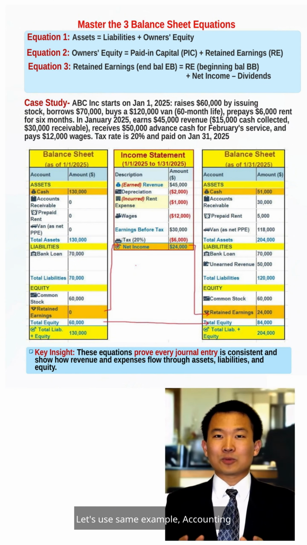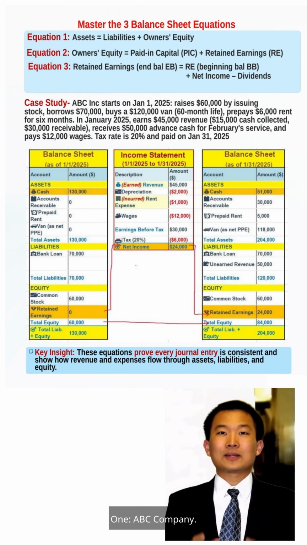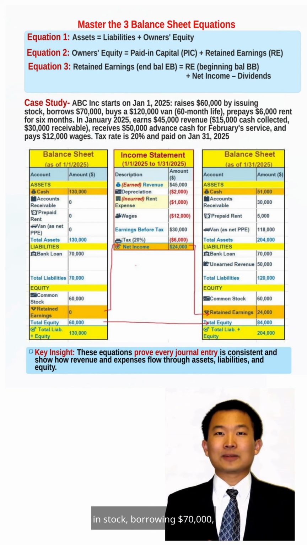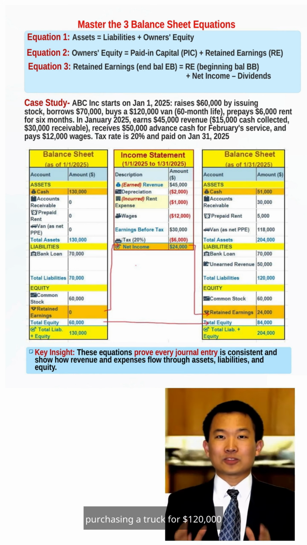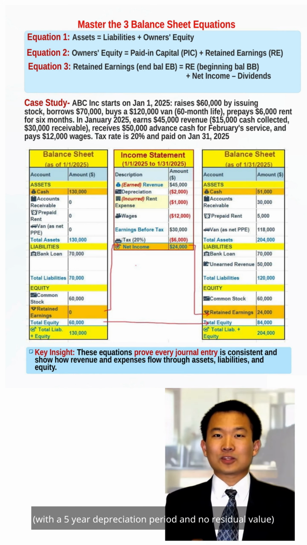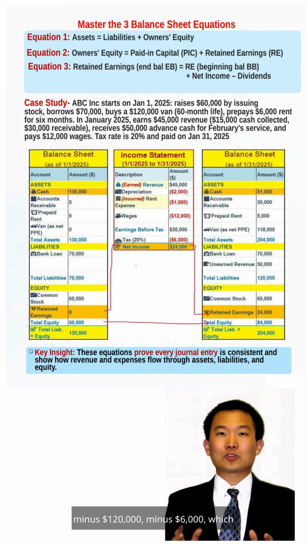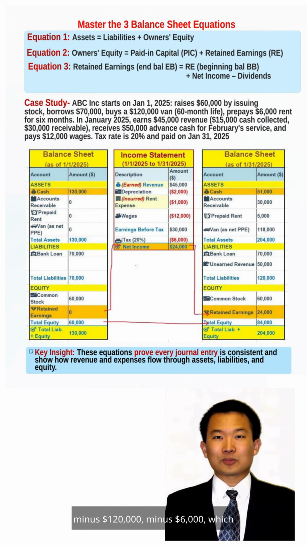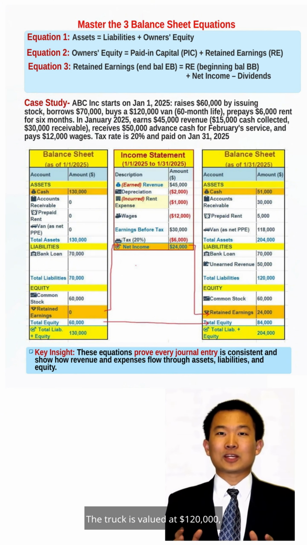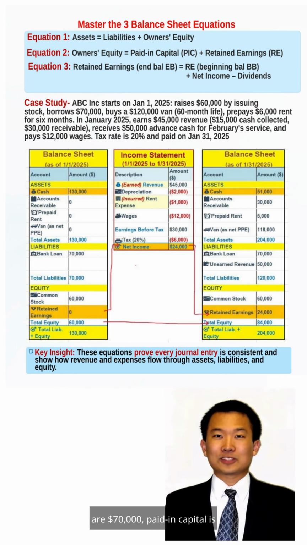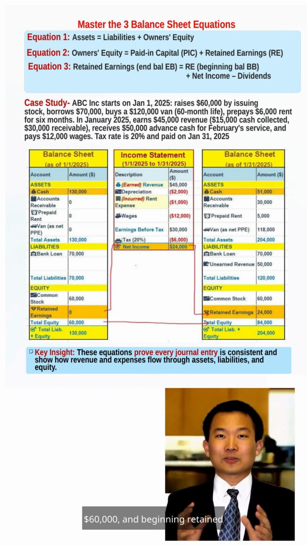Let's use a simple example, Accounting 1, ABC Company. On January 1st, the initial transactions are issuing $60,000 in stock, borrowing $70,000, purchasing a truck for $120,000, with a 5-year depreciation period and no residual value, and prepaying $6,000 in rent. Cash equals $60,000 plus $70,000 minus $120,000 minus $6,000, which comes to $4,000. The truck is valued at $120,000. Prepaid rent is $6,000. Total assets are $130,000. Liabilities are $70,000. Paid-in capital is $60,000, and beginning retained earnings are $0.